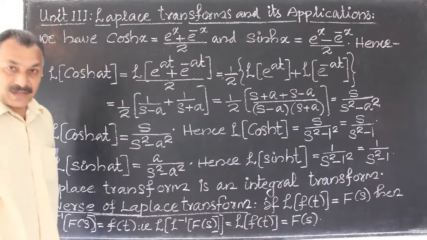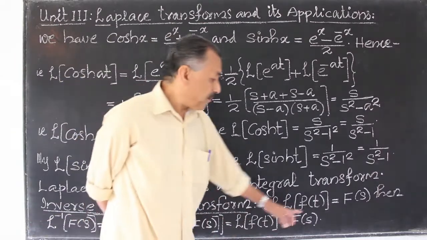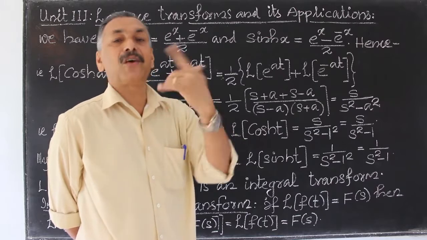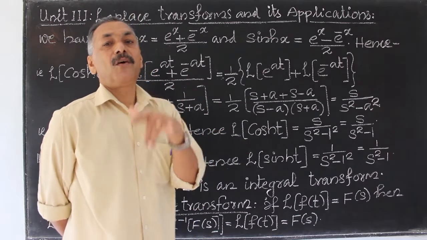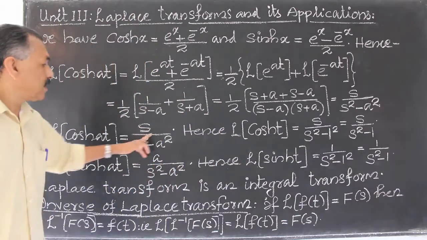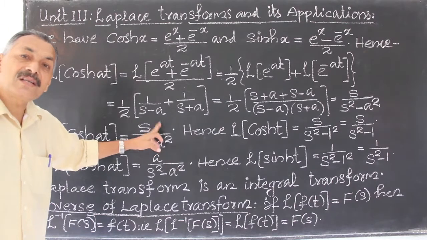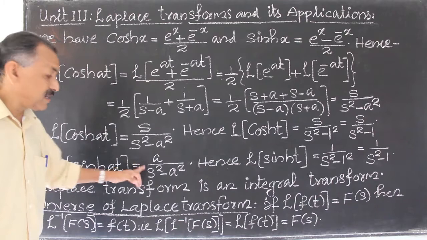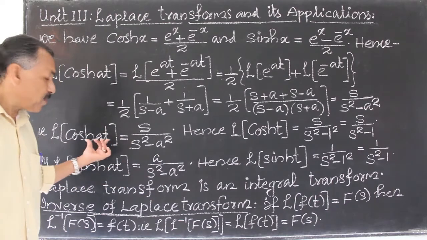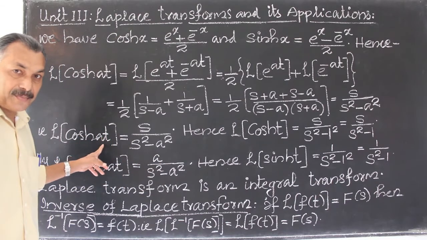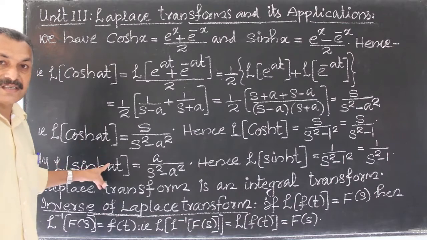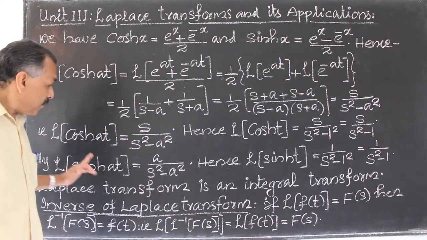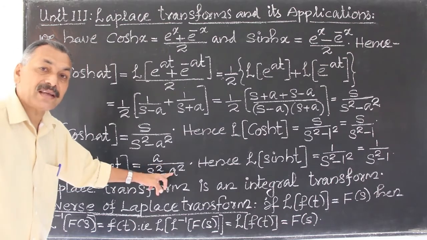Inverse of Laplace transform: if a small f of t, the Laplace transform... what we are saying, note this, Laplace transform of a function f of t. If you look at the Laplace transform of that function f of t, it will always be in terms of s, right? Cos h at, s divided by..., sin h at, this. But the Laplace transform is of a function in t. L of cos h t, sin h t, L of e raised to t. Then L of f of t is equal to f of s. This is a function of s, capital F of s.